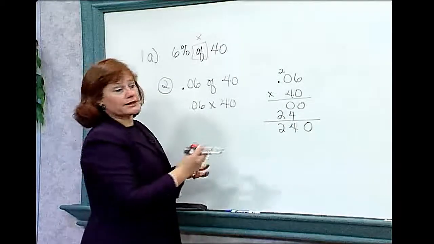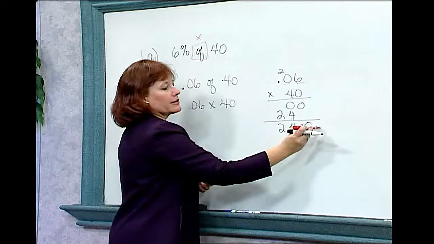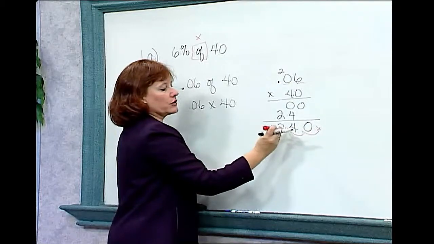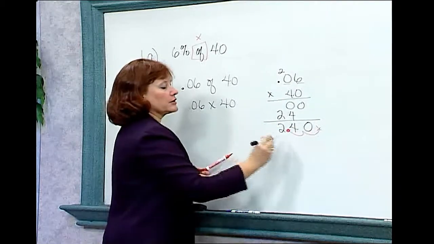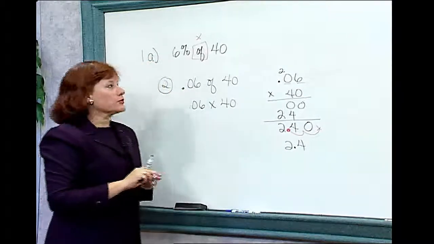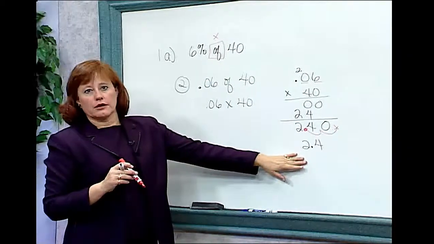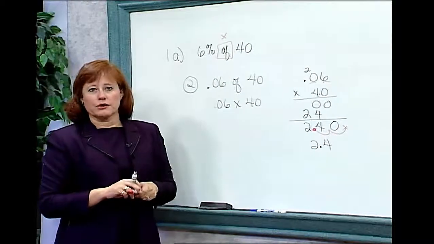Checking the decimal, I see that I have 2 places following the decimal point. So in my answer, starting from the right, I need to count 2 places in. And my answer is 2.4. So another way to do this problem shows 6% of 40 is 2.4. You can choose the method which works best for you.